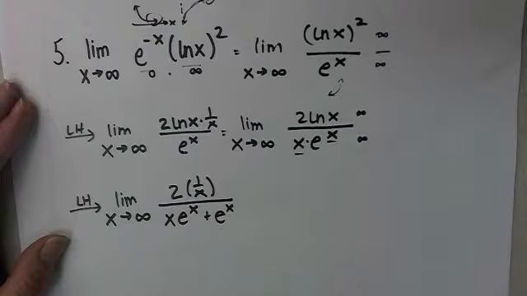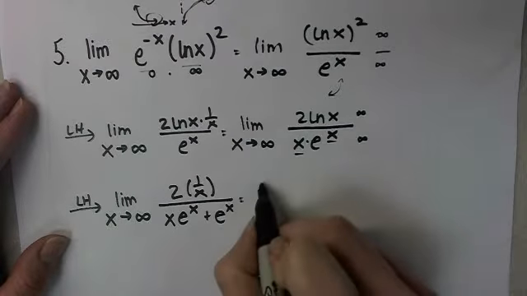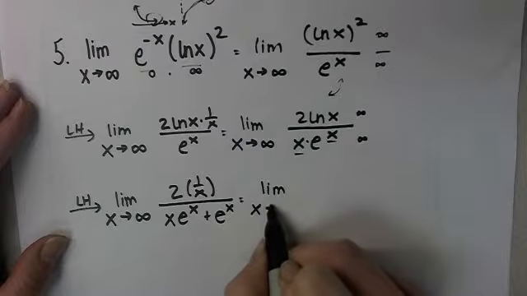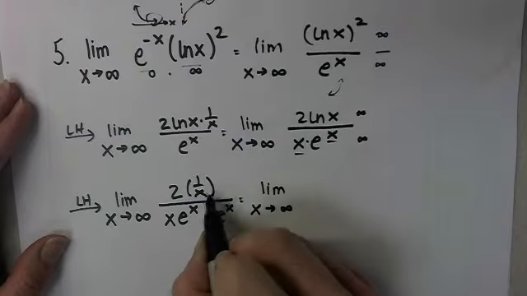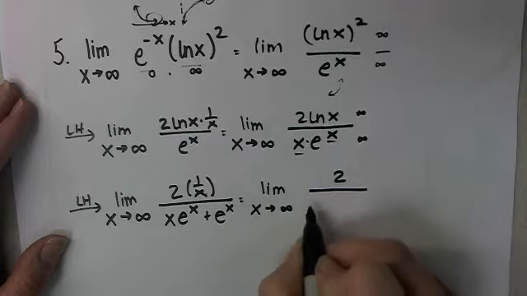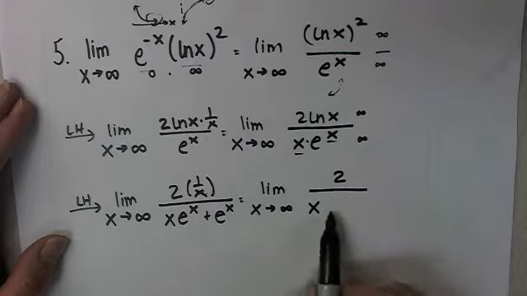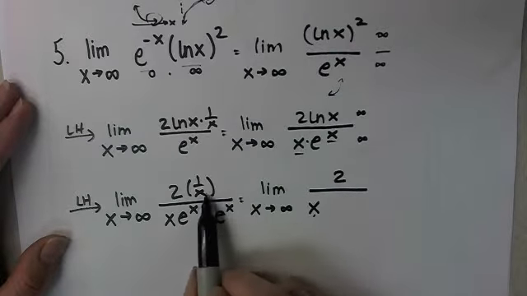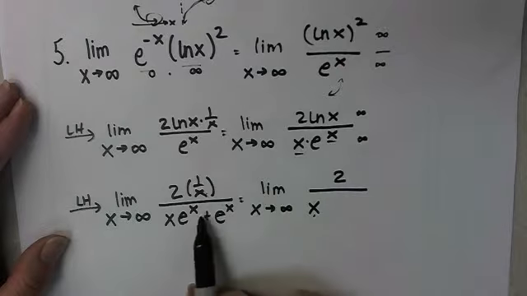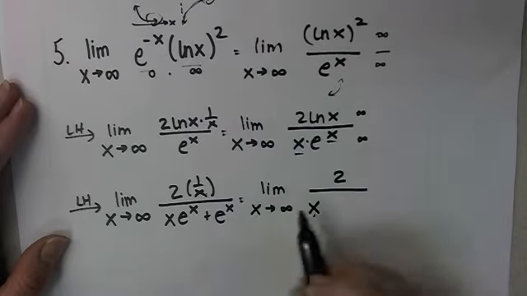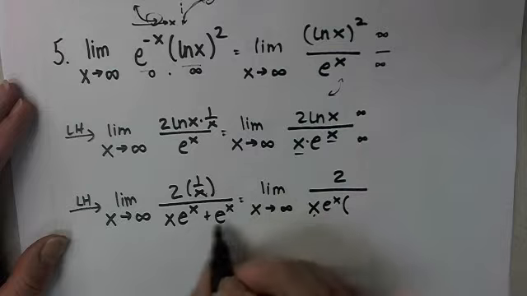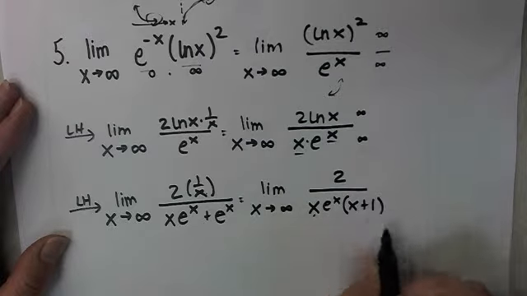Okay, so let's see. Simplifying this, we get limit as x goes to infinity. Again, 1 over x, that just puts an x down in the denominator. So this x here is the 1 over x, that I put the x in the denominator. e to the x plus e to the x, you could factor out an e to the x, and then you're just left with x plus 1.